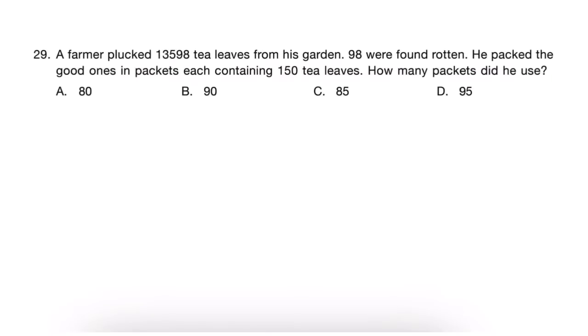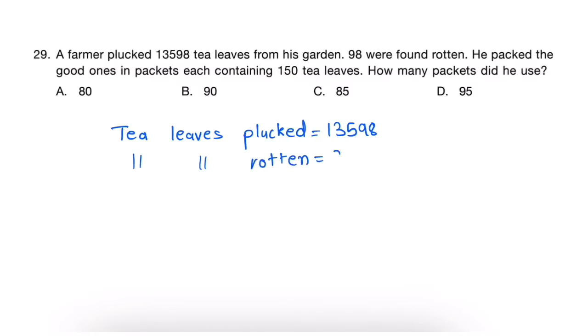Question 29. A farmer plucked 13,598 tea leaves from his garden. 98 were found rotten. He packed the good ones in packets each containing 150 tea leaves. How many packets did he use? So, tea leaves plucked are 13,598. Tea leaves rotten, 98. So tea leaves remaining, 13,598 minus 98, that is 13,500.